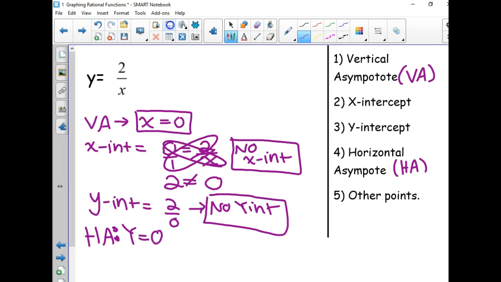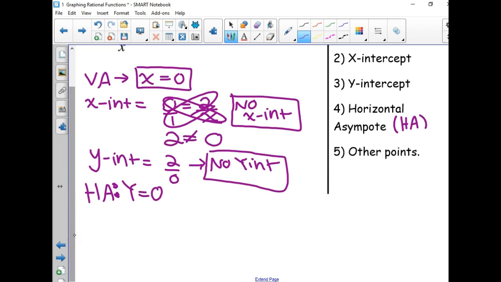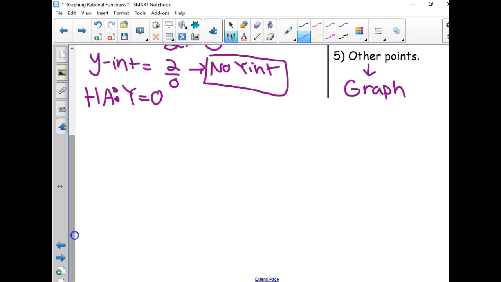Okay, and then we need to get our other points. I suggest before you get your other points, you graph everything, okay? Let's graph everything that we know about this rational function right now. So I'm going to make a nice big graph, and I'm going to start with my vertical asymptote.